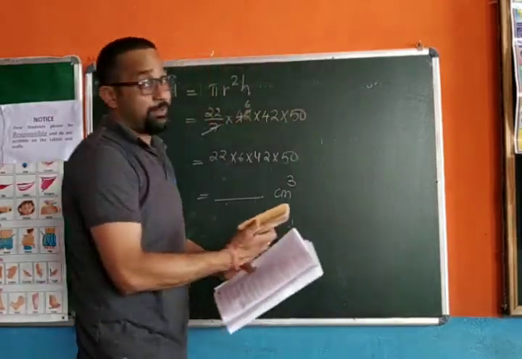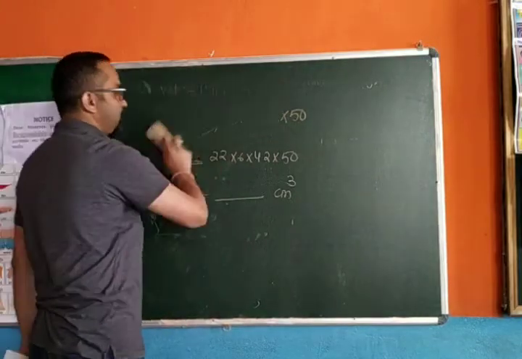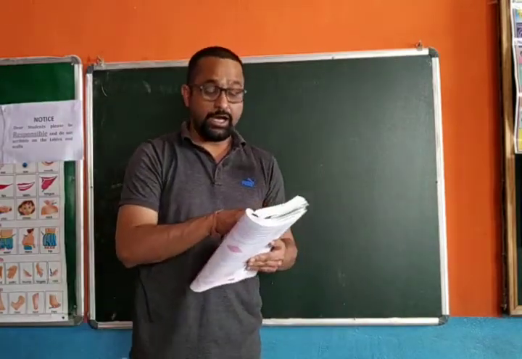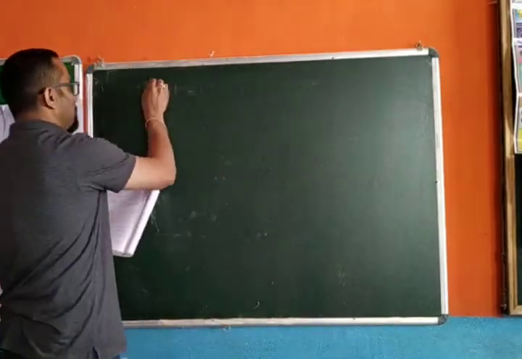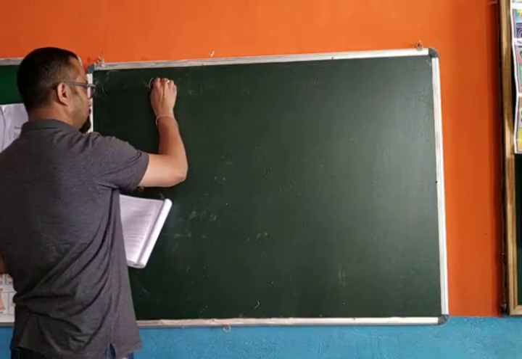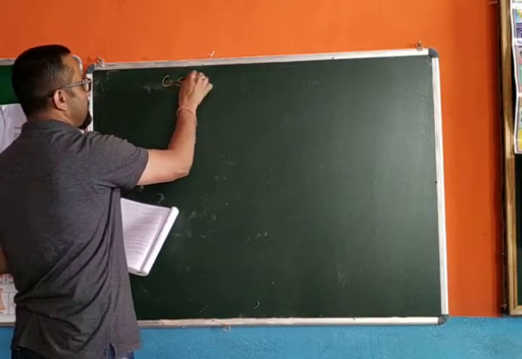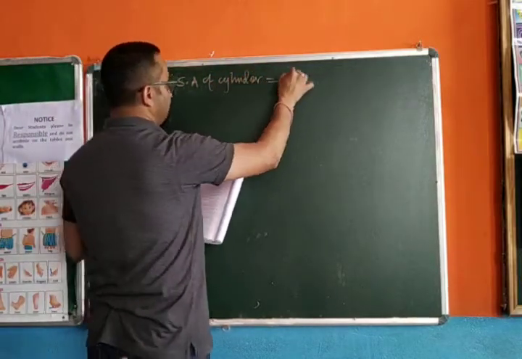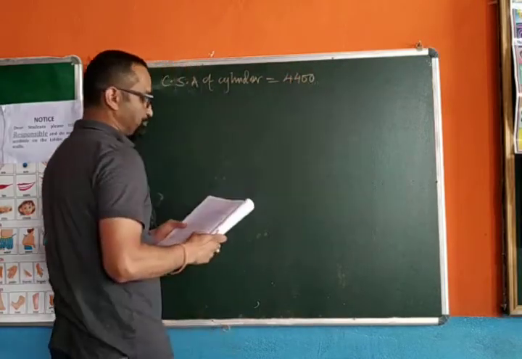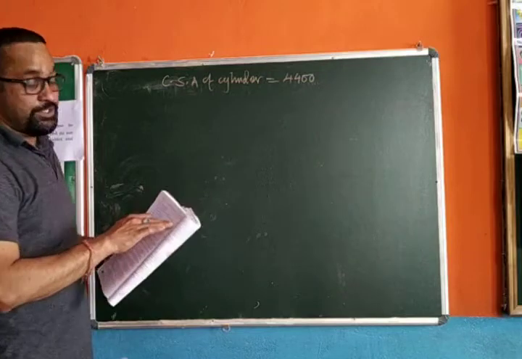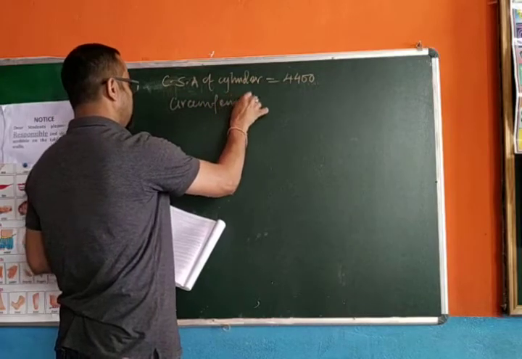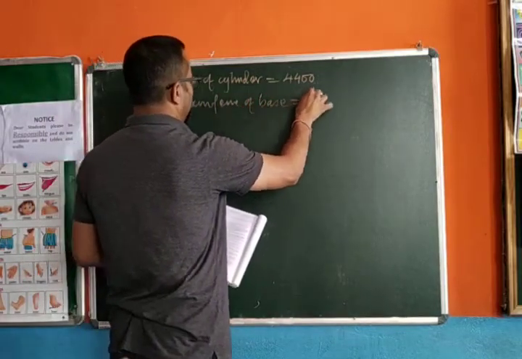I'll be doing the same type of sum, that is question number 9, and it is another important question. The area of curved surface of cylinder, so curved surface area of cylinder is given, which is equal to 4400. Circumference of its base is 110.